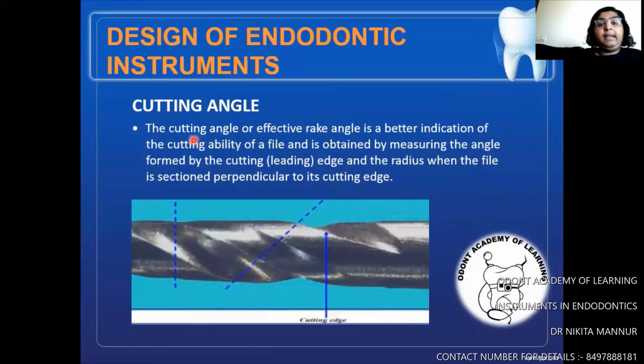Cutting angle. The cutting angle or the effective rake angle is a better indication of the cutting ability of a file. It is obtained by measuring the angle formed by the cutting edge and the radius when the file is sectioned perpendicular to its cutting edge.